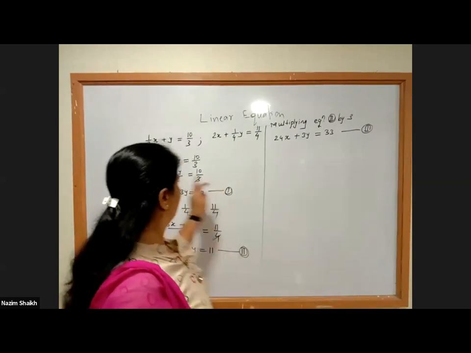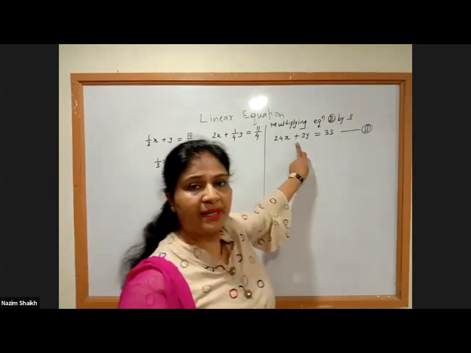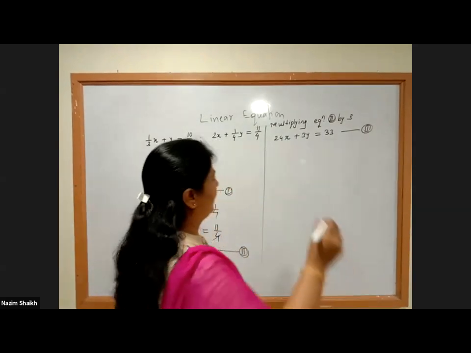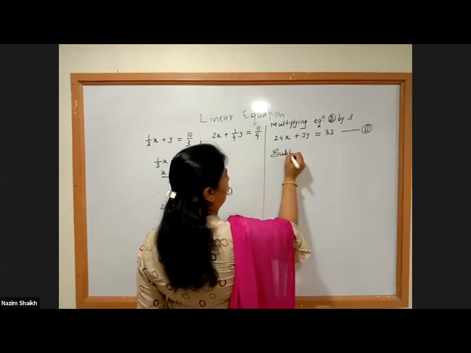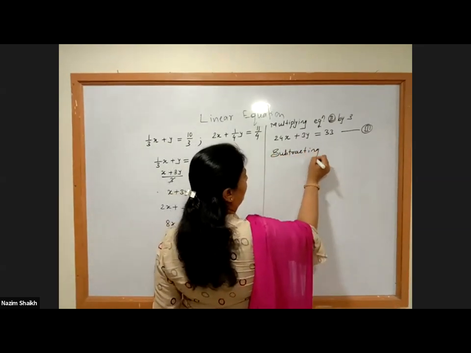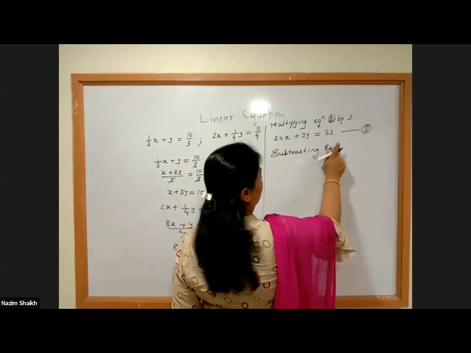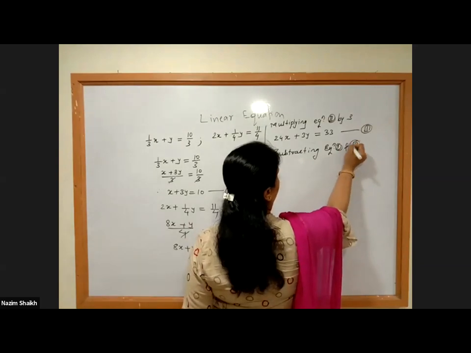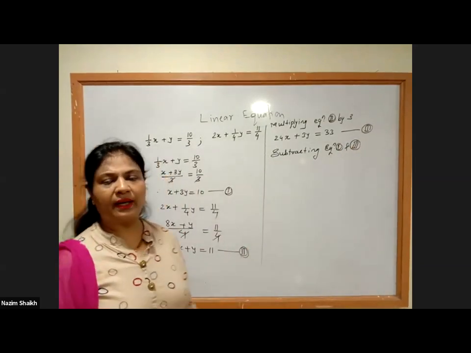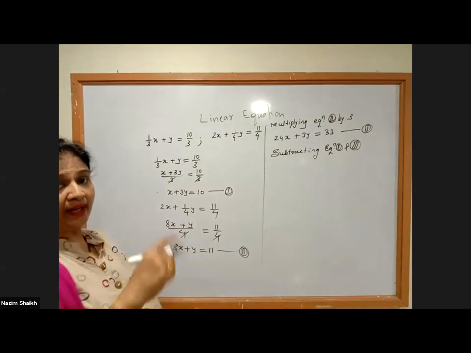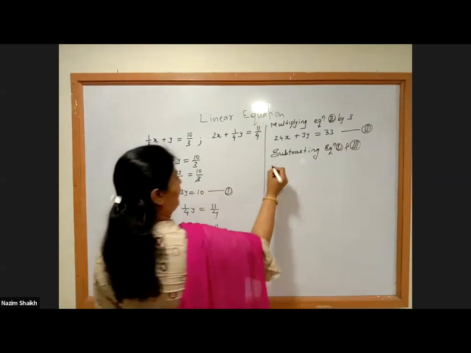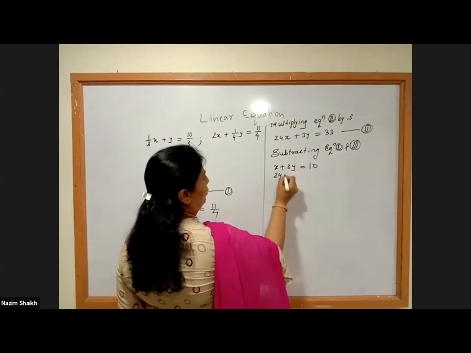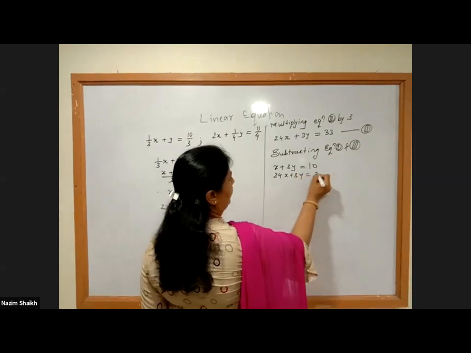Observing their signs. Here is plus 3y, here is plus 3y. दोनों का साइन सेम है, तो मैंने बताया आपको करना पड़ेगा subtraction. Good. So subtracting equation 1 and 3. Equation 1 and equation 3. So what will I get here? Yes. x plus 3y equals to 10 and 24x plus 3y equals to 33.